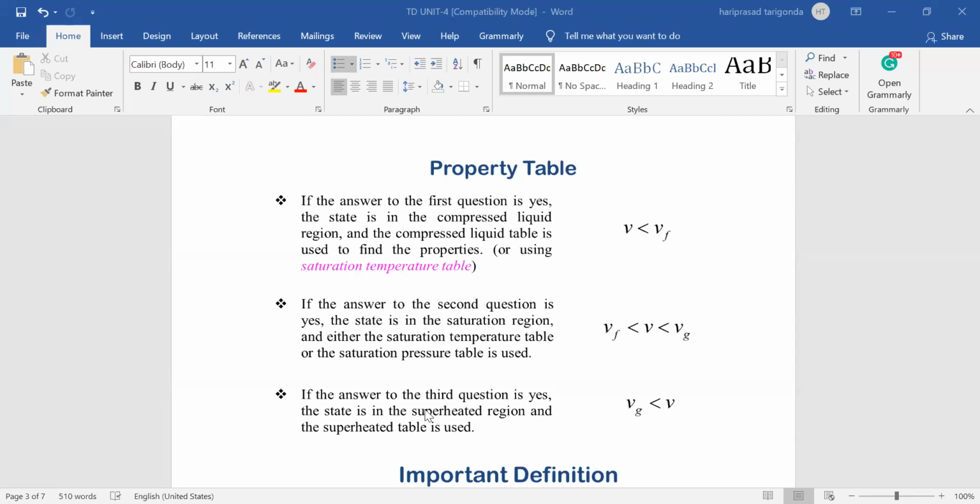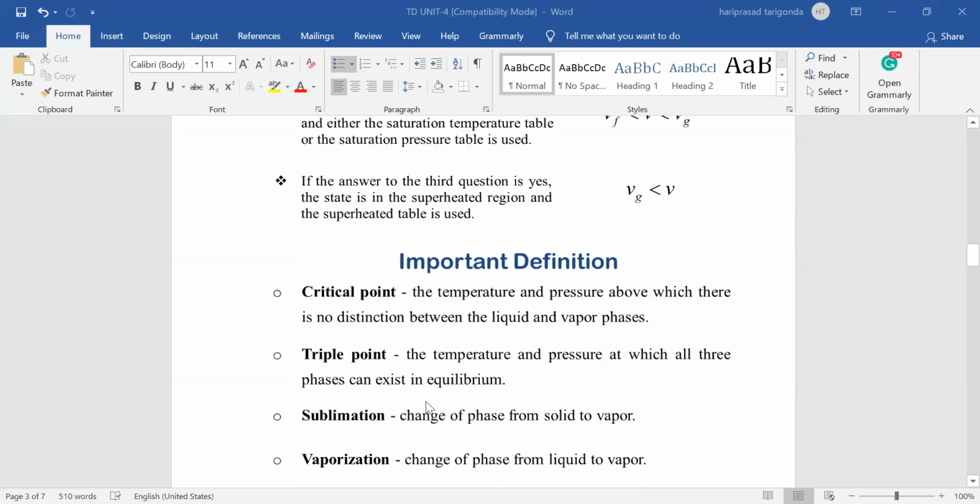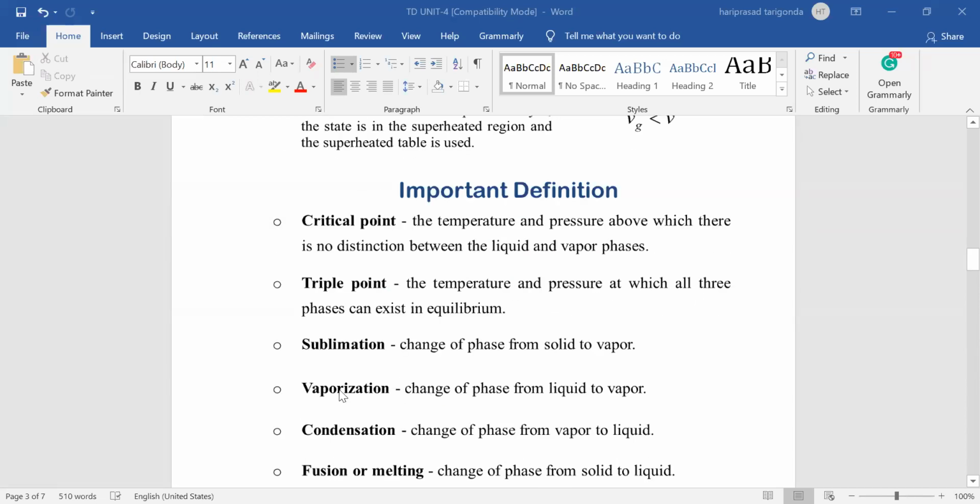So like this, based on the given volume, at the given pressure we get Vf and Vg from the steam tables. If the given value V lies in between Vf and Vg, it is called saturated steam. If it is greater than Vg, it is termed superheated steam. If it is less than Vf, it is termed subcooled liquid. So like this also we can define the condition of the steam.